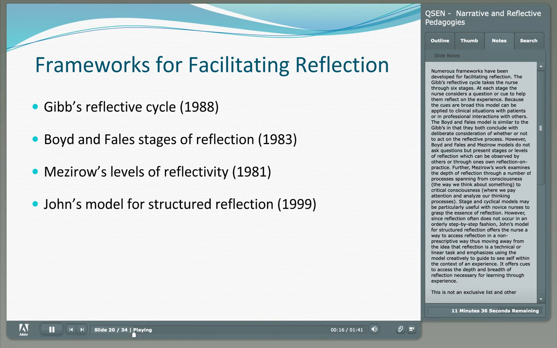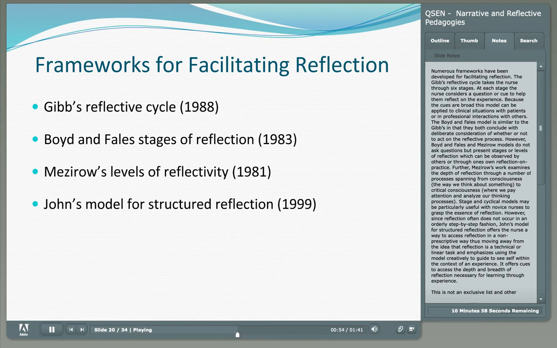Because the cues are broad, this model can be applied to clinical situations with patients or in professional interactions with others. The Boyd and Fales model is similar to the Gibbs in that they both conclude with deliberate consideration of whether or not to act on the reflective process. However, Boyd and Fales and Mesereau models do not ask questions but present stages or levels of reflection which can be observed by others or through one's own reflection on practice. Further, Mesereau's work examines the depth of reflection through a number of processes spanning from consciousness to critical consciousness.